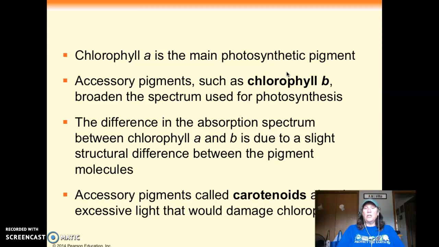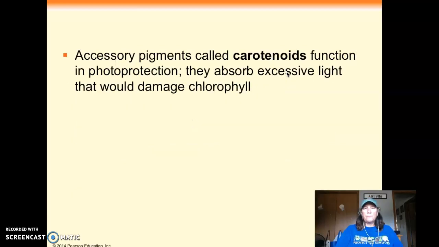Because if they get too much light, you can actually start to break the chlorophyll down, and we don't want that to happen. So these other guys will step in and say, yeah, hit me with it. I'll take care of it. Okay, so carotenoids are kind of like sunscreen for plants. They get the sunlight they need, but they don't get too much, because we don't want to damage the chlorophyll, because then the plant can't produce. So we have other accessory pigments, and what they do is absorb light to protect the chlorophyll. Again, their job is to function in photoprotection.